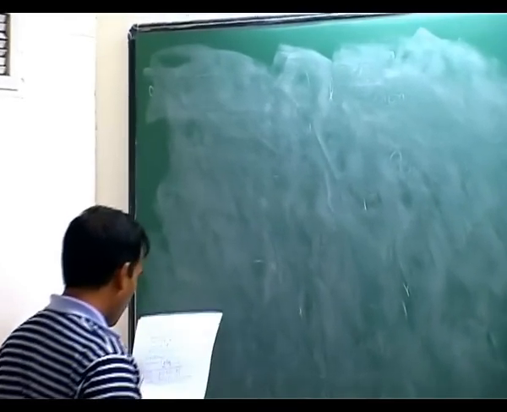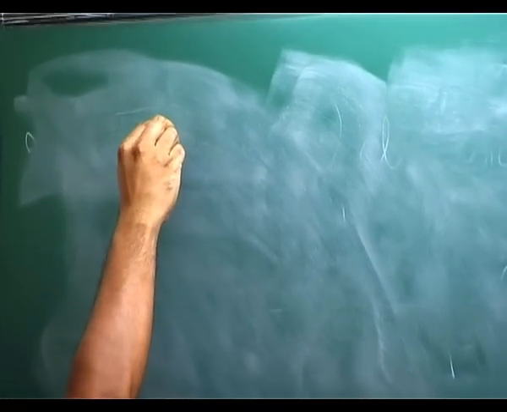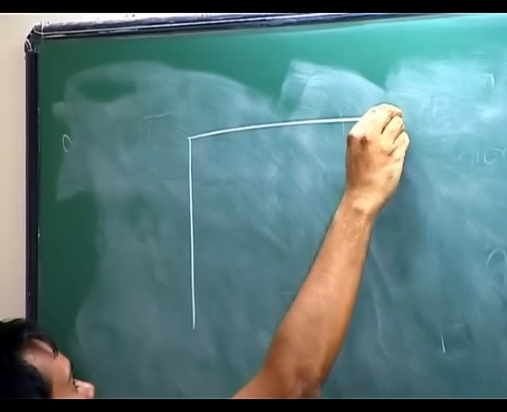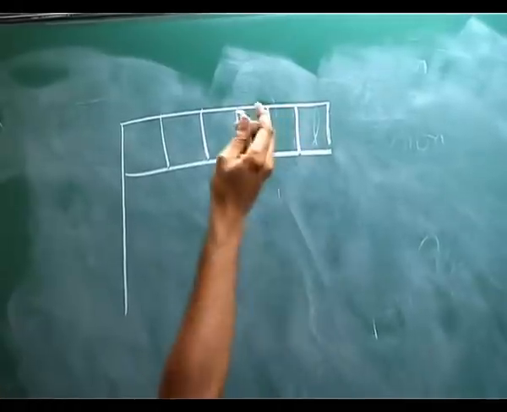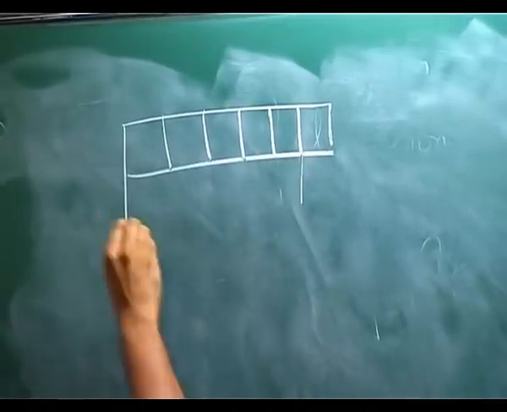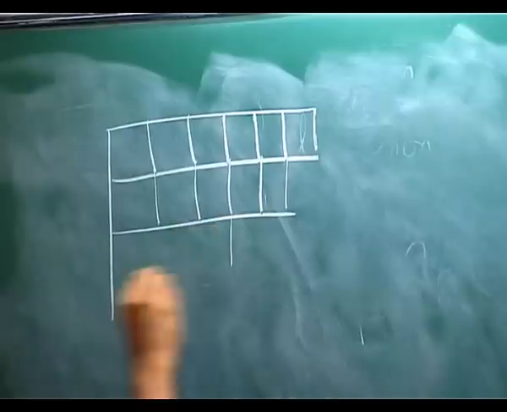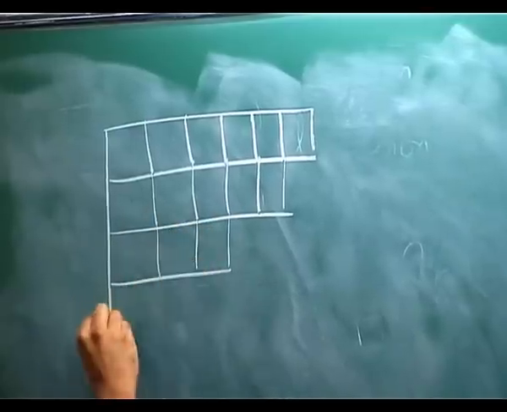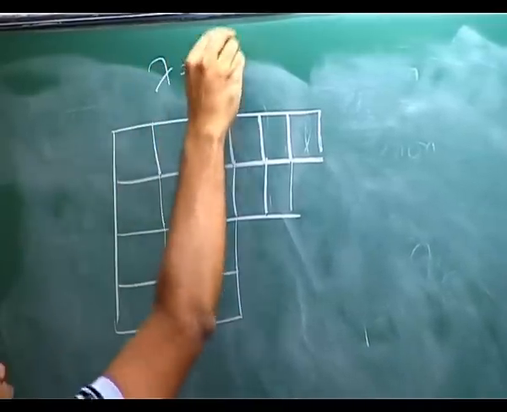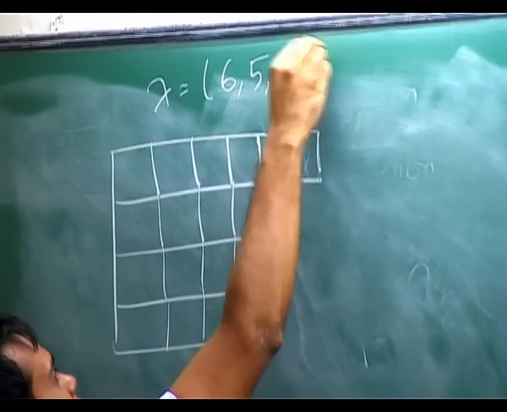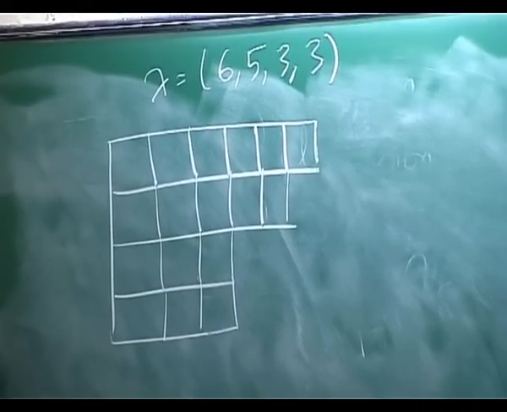Okay, so given a box in a Young diagram, you can talk about its hook length. Let me just draw a Young diagram for you. So that has 6 boxes in the first row, 5 boxes in the second row, three boxes in the third row and three boxes in the fourth row. So this is the Young diagram for lambda equals 6, 5, 3, 3. Now this is a partition of 17, right?